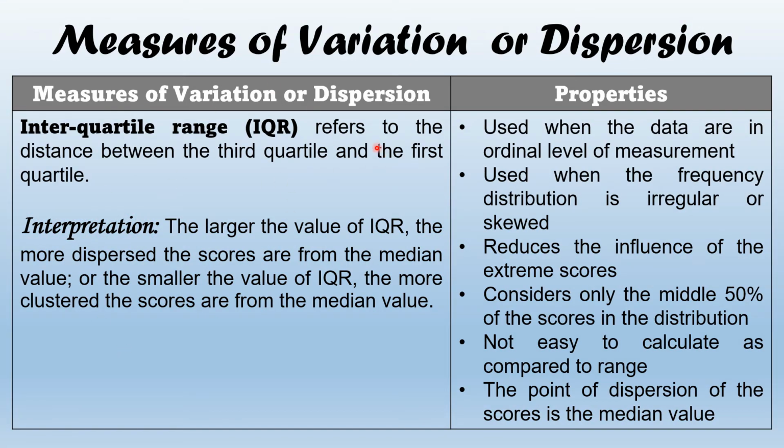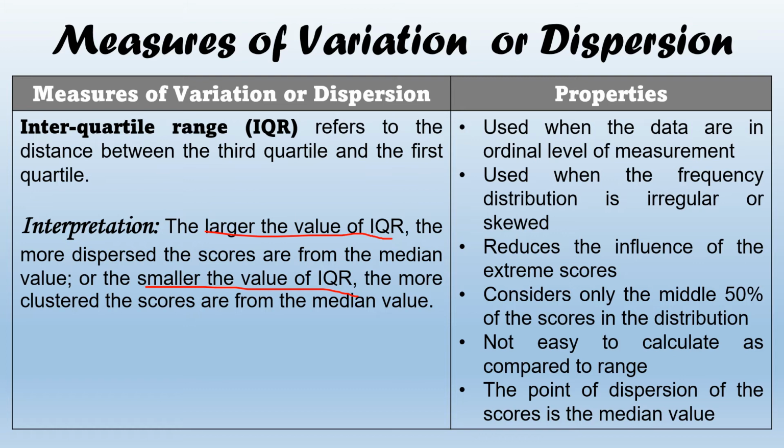Now, interquartile range or IQR refers to the distance between the third quartile and the first quartile. For interpretation, the larger the value of IQR, the more dispersed the scores are from the median value. The smaller the value of the IQR, the more clustered the scores are around the median value. We really have to look into the interpretation of these different concepts.